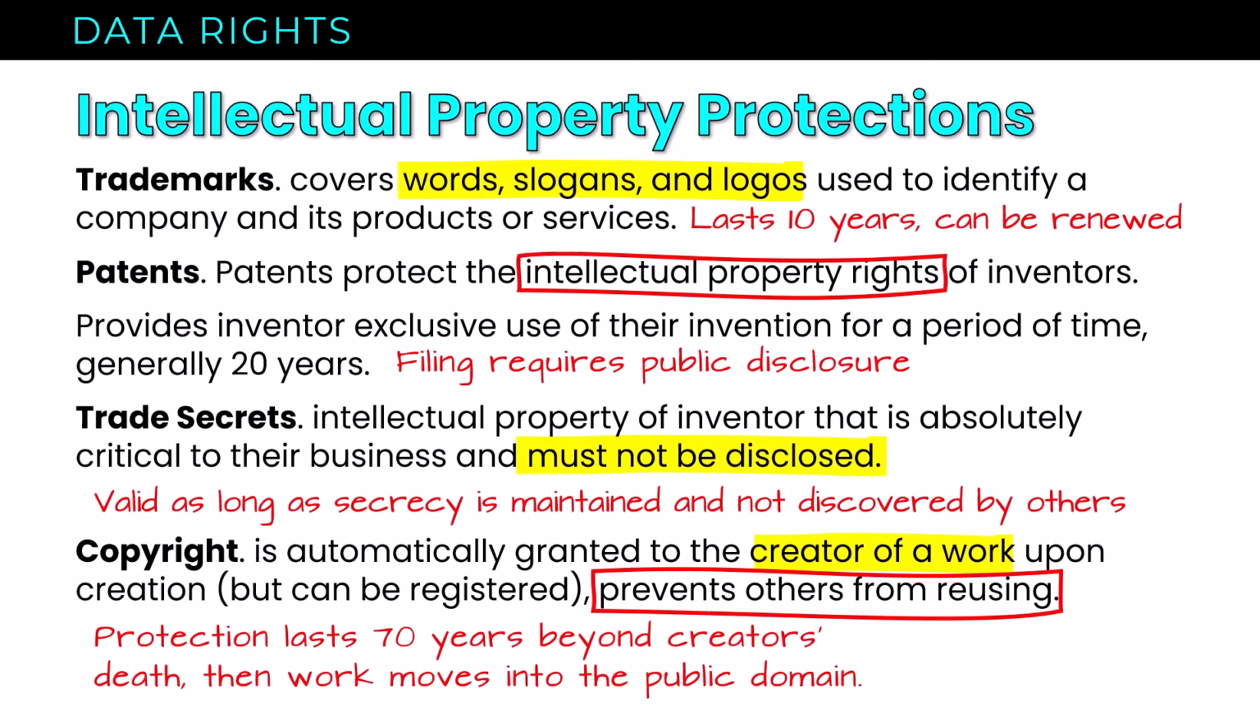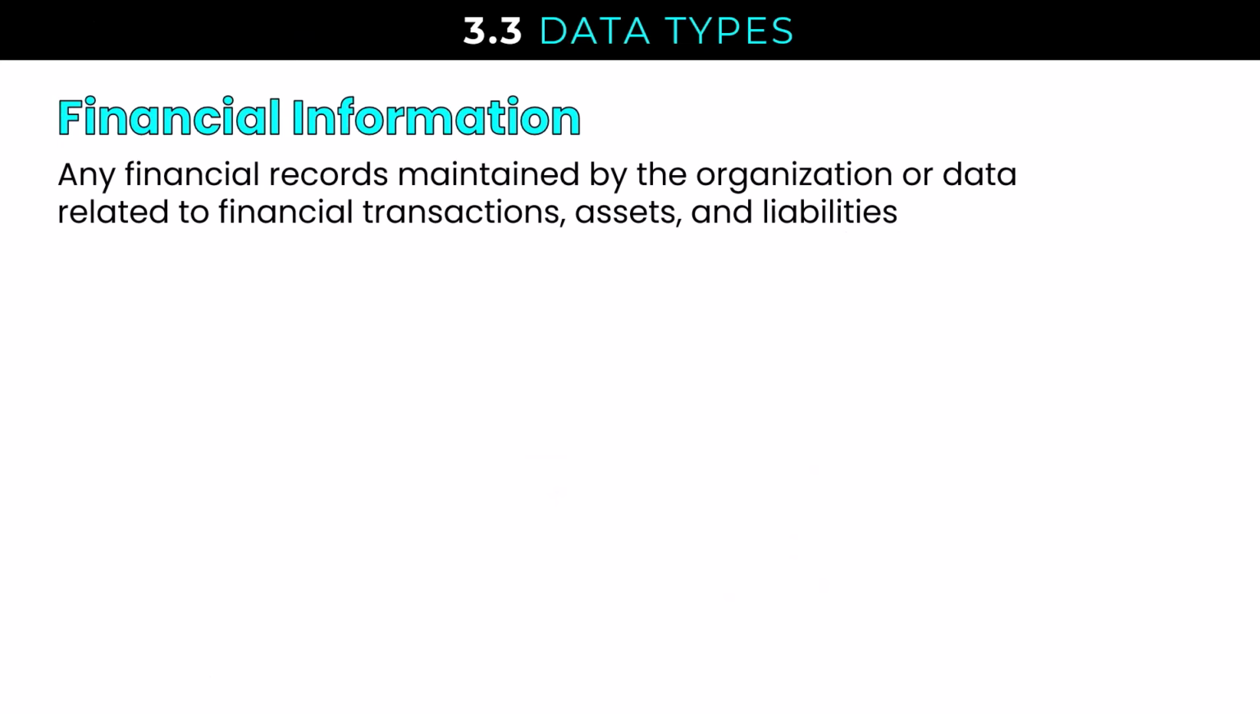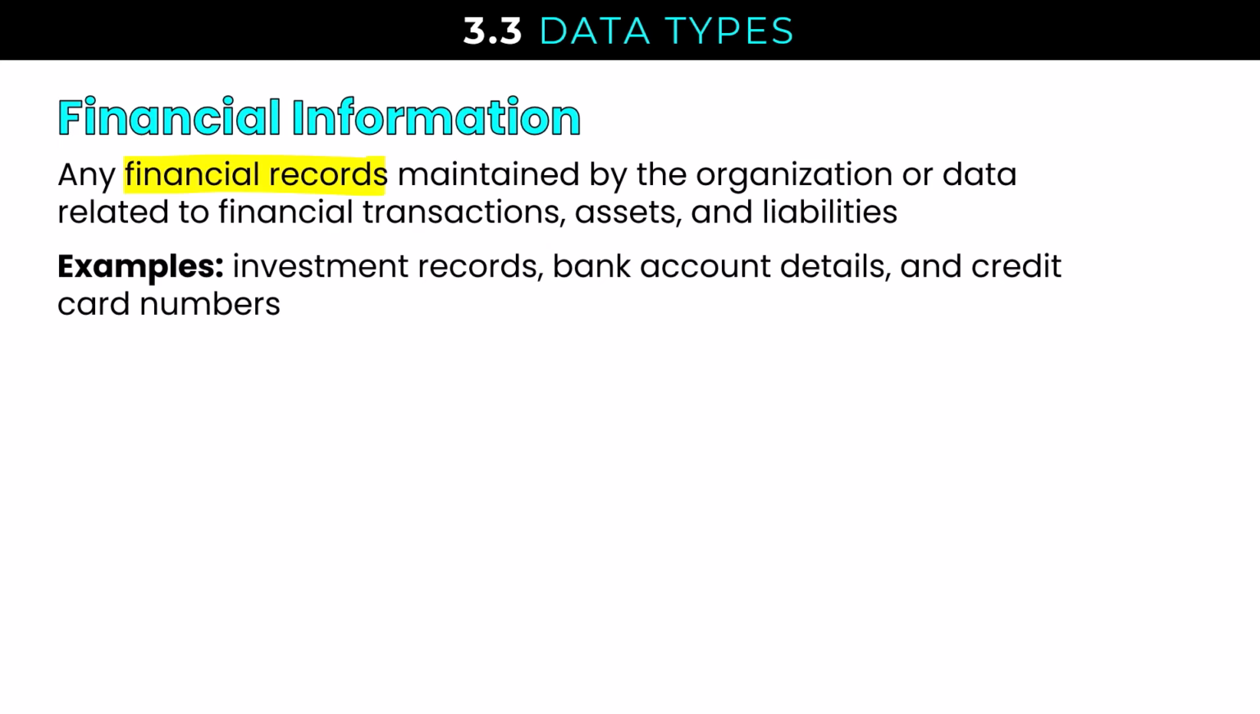Back to our list, we have financial information. Any financial records maintained by the organization or data related to financial transactions, assets, and liabilities. Examples of financial information include investment records, bank account details, credit card numbers, and these may be subject to Gramm-Leach-Bliley or PCI DSS regulations.